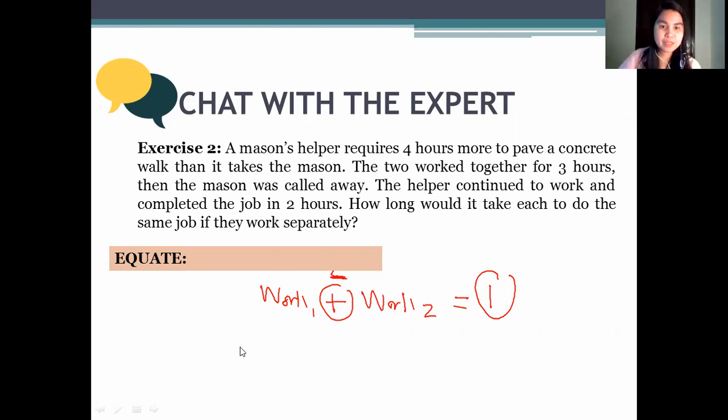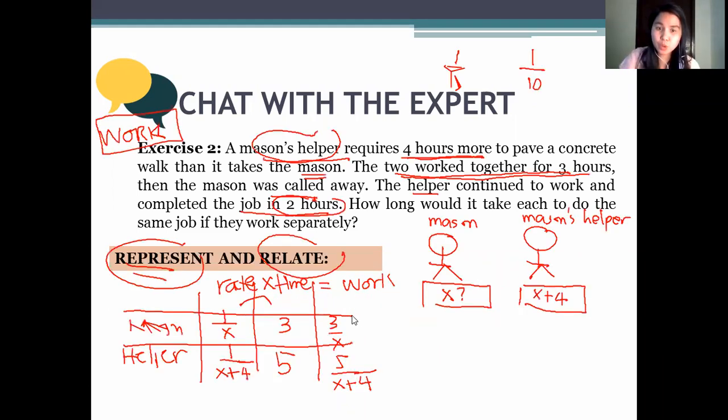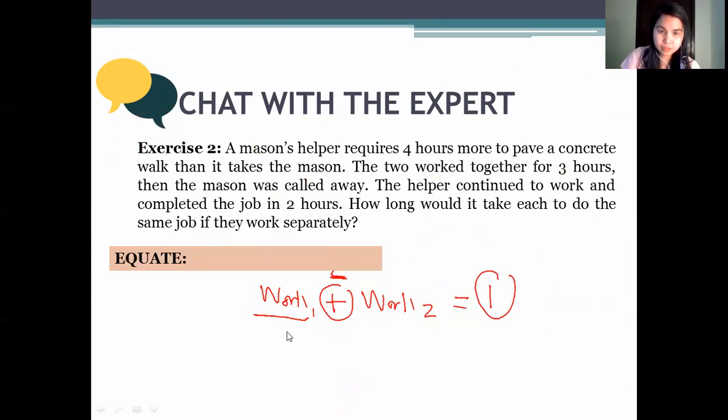Now, what's the work done by the mason? Go back to your table. The mason, 3 over x. How about the worker, the helper? 5 over x plus 4. Equals 1. That's now our equation.